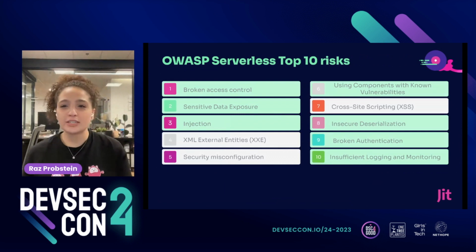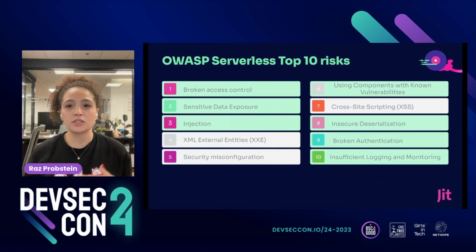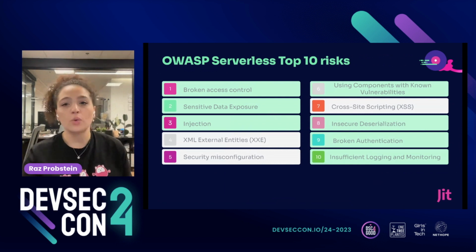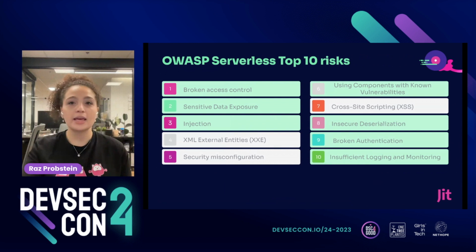Now, for the sake of time, we won't describe in detail all those risks. I will focus on these 7, and for each of them, we will talk about the best open source tools and services that we can use. We're going to talk about broken access control, sensitive data exposure, injection, using components with known vulnerabilities, insecure deserialization, broken authentication, and lastly, insufficient logging and monitoring.